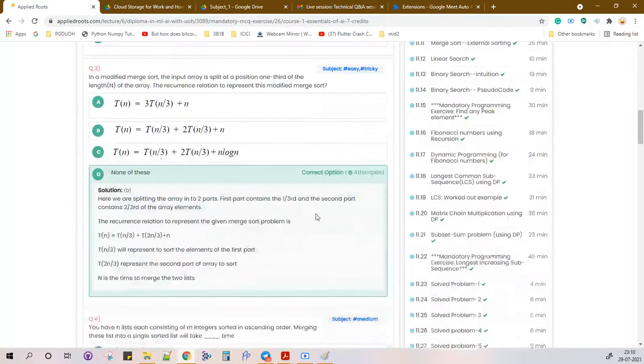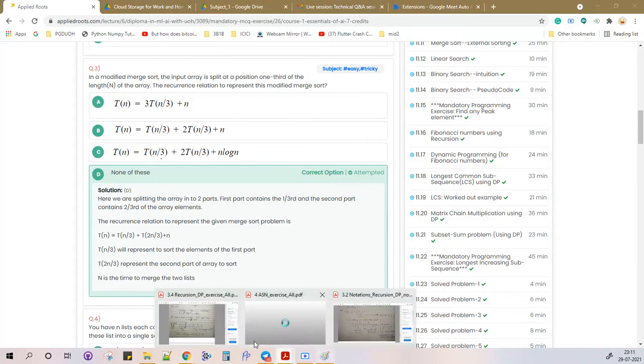Okay, question number 3. In a modified merge sort, the input array is split at position one third of the length n of the array. The recurrence relation to represent this modified merge sort is nothing but this recursion equation. So, what would it be?